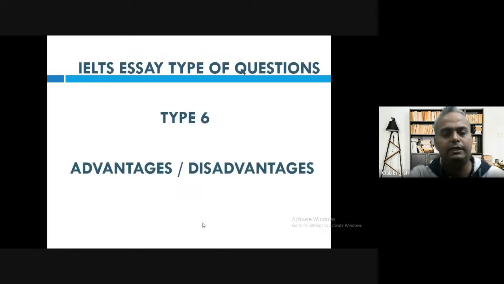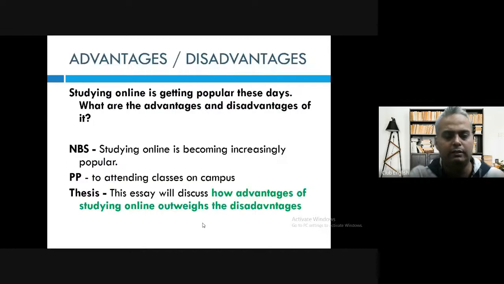Now, type 6, it is advantages, disadvantages. Very simple to write. In one paragraph, you'll be writing advantages. In another one, main body 2, you'll be writing disadvantages. But how would the thesis statement look like? You can say, this essay will discuss.